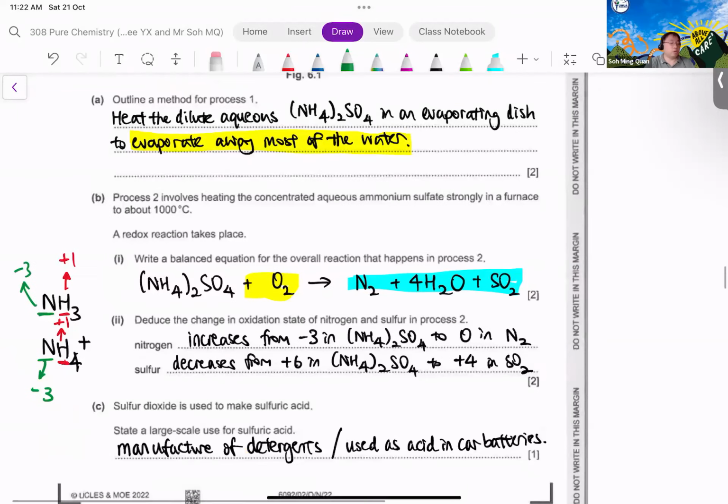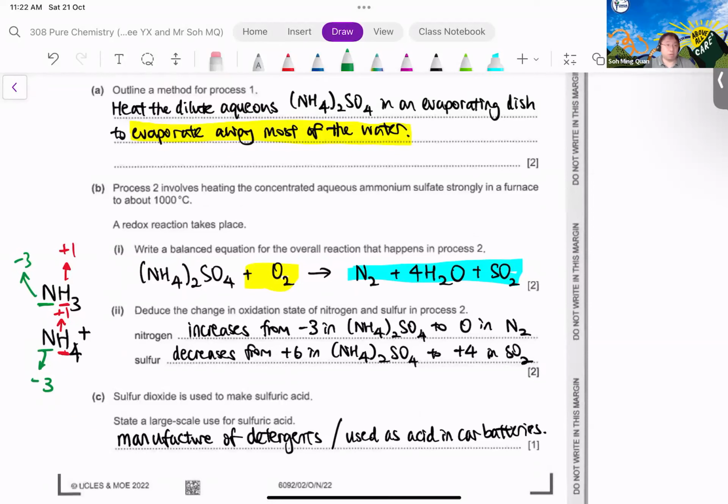Next, the uses of sulfuric acid. You must know this. You must memorize it. So the 2 best examples are, number 1, manufacture of detergents. Number 2 is used as an acid in car batteries. So car batteries use sulfuric acid as the acid. Okay. Now, let's go to part D.